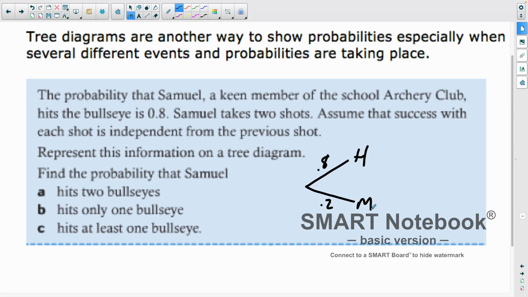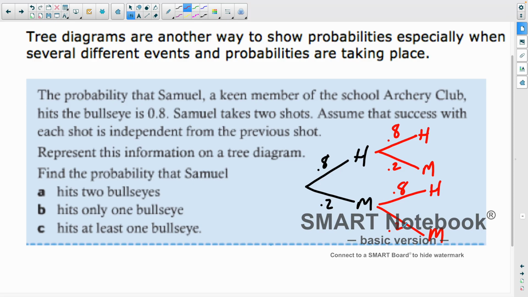Okay, so he lines up, he takes the first shot, there's the first shot. He lines up the second shot. When he takes the second shot, same thing. He's got a chance to hit and miss, chance to hit and miss. What are my probabilities that go here? 0.8 and 0.2, they're the same because they're independent. So if it's independent, the probabilities are not changing. Okay? So there is my probability tree.